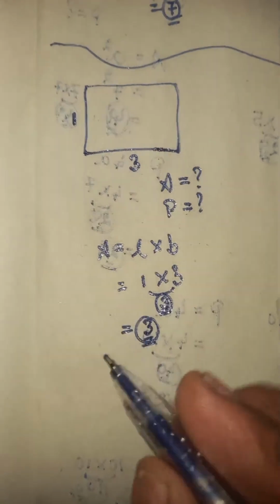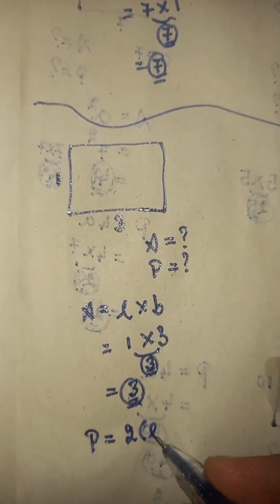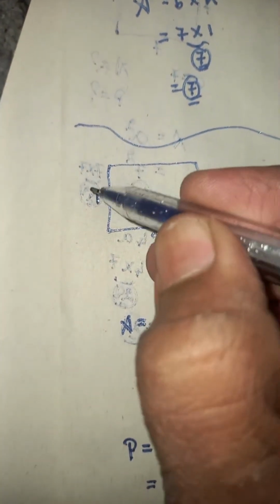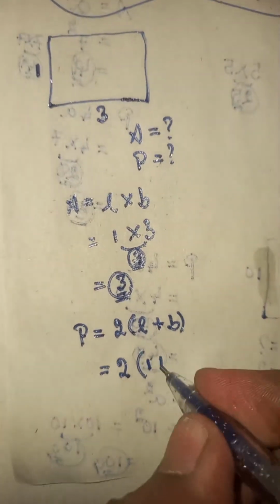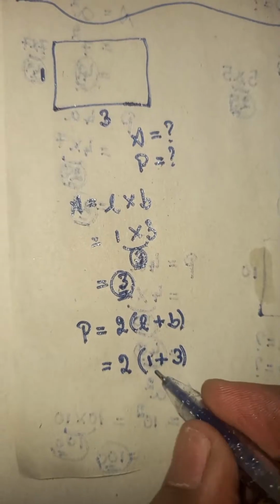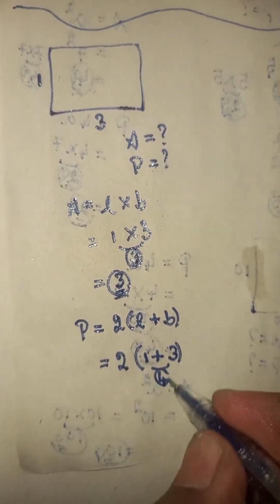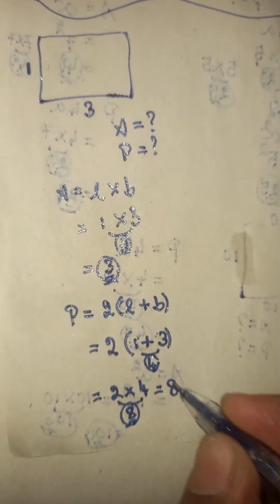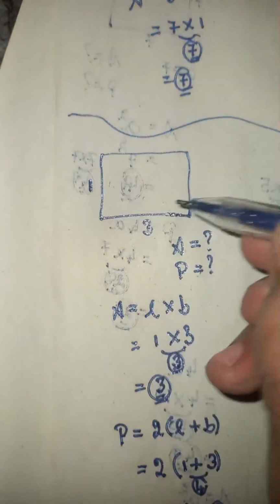Let's find the perimeter. Perimeter of this rectangle is 2 times (length plus breadth). That gives 2 times (1 unit plus 3 units), so it is 1 plus 3. 1 plus 3 becomes 4, so this equals 2 times 4. 2 times 4 becomes 8, so 8 units is the perimeter of this rectangle.